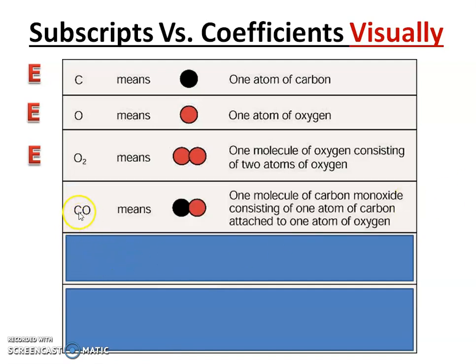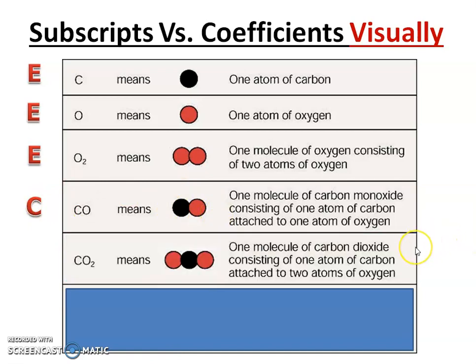Something like this, if carbon and oxygen are bonded together, now we have what's called a compound, because now I see two capital letters, one black dot, one red dot. So we have a molecule, or I should say a compound consisting of one carbon and one oxygen.